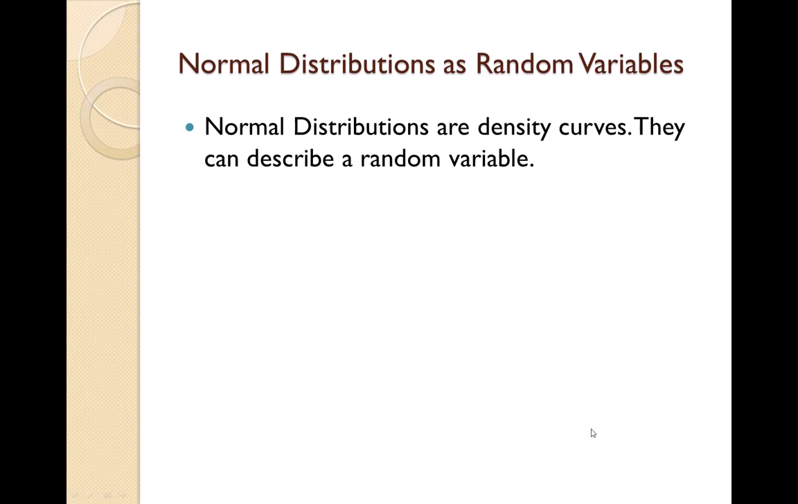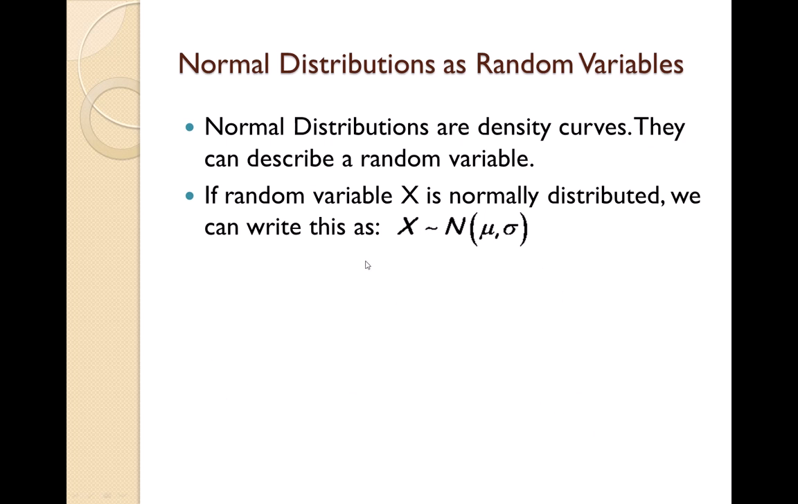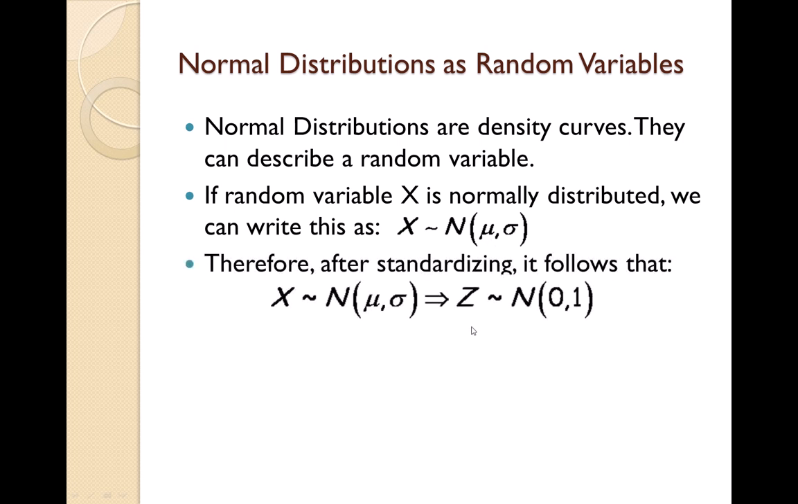All right, normal distributions are density curves. They can describe a random variable. So we can, and we did this when I was doing standard normal calculations yesterday. I was defining a random variable x as being approximately normal with two parameters, mu and sigma. And when you standardize it, it just goes into standard normal values. So that would create z being approximately normal, centered at 0 with a standard deviation of 1. That's how a z curve works. It's centered at 0 with a standard deviation of 1.